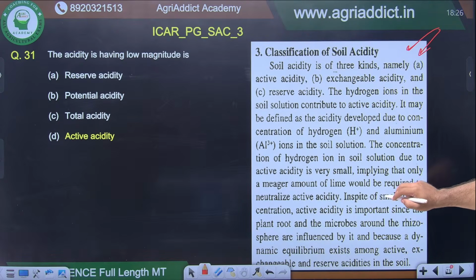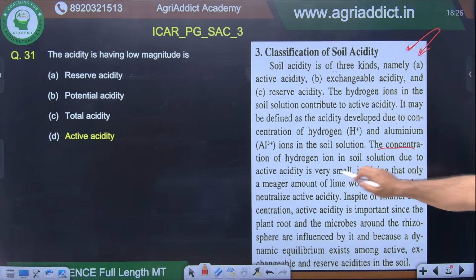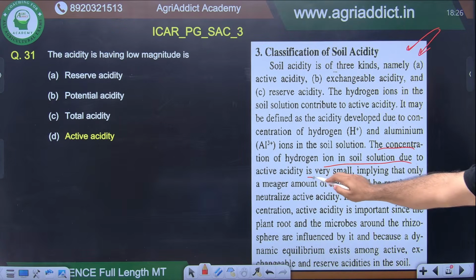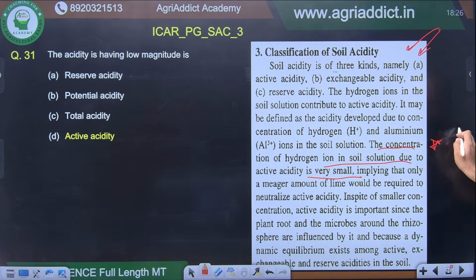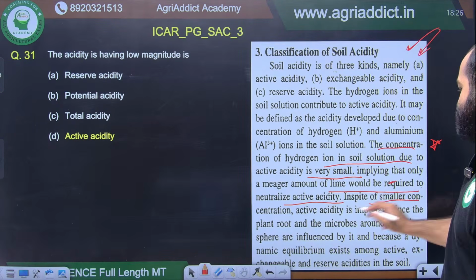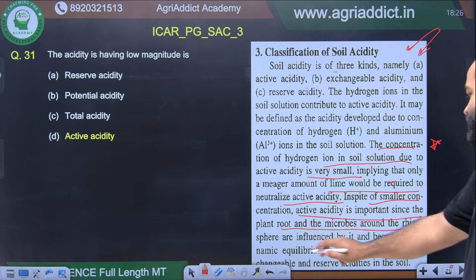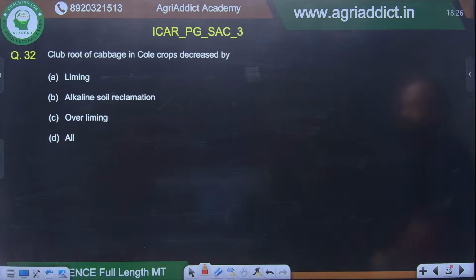But the concentration of hydrogen ion in soil solution due to active acidity is very small, है ना? Implying that only a meager amount of lime would be required to neutralize active acidity. In spite of smaller concentration, active acidity is important since the plant root and the microbes around the rhizosphere are influenced by it. All right.